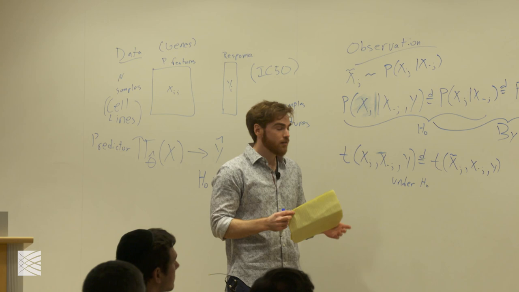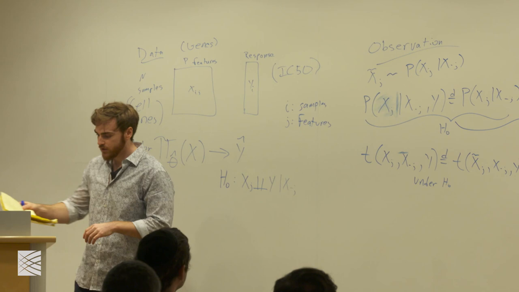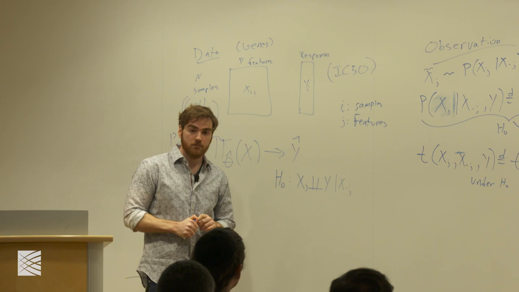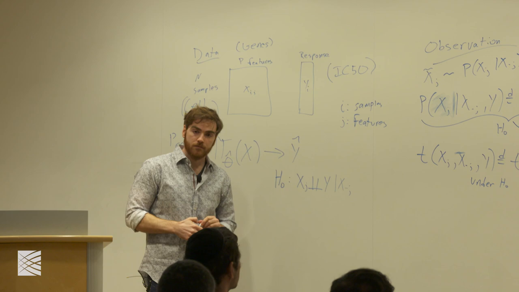Yeah. So when you say leave it out, you mean set the value to 0 and run your model? Refit your model with all of the features but one. So you're refitting the model sort of p times instead of p times k many times.